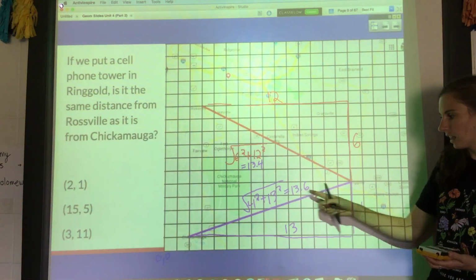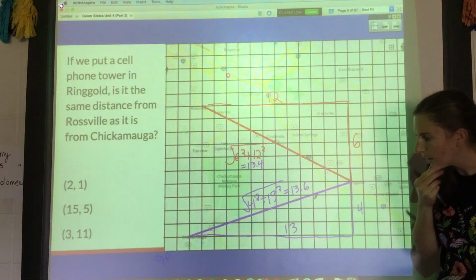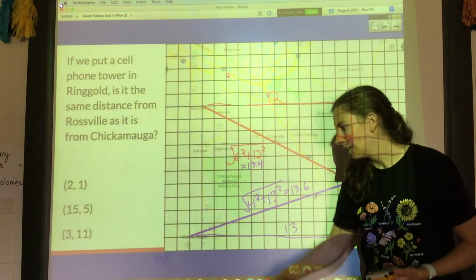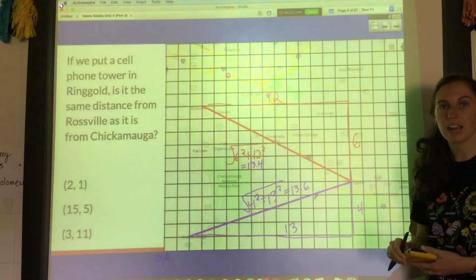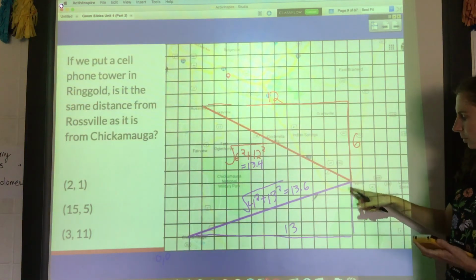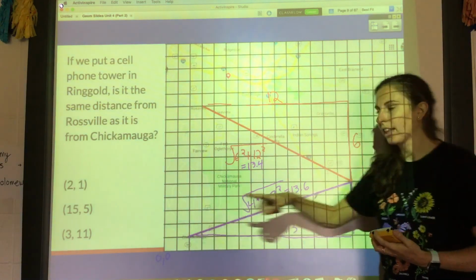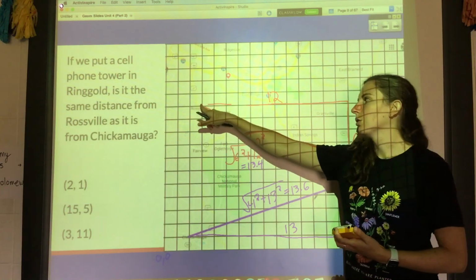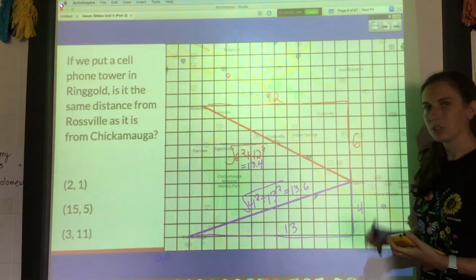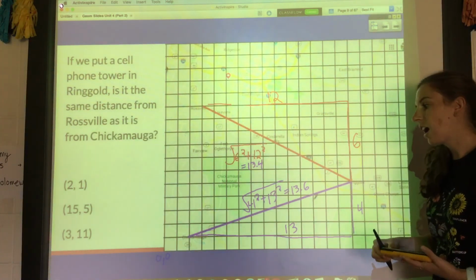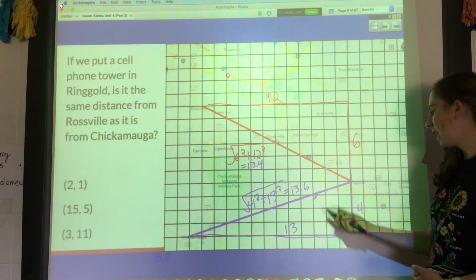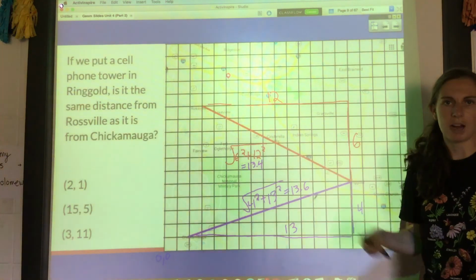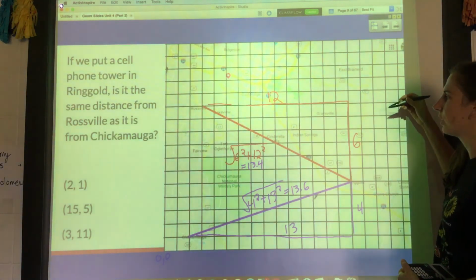So it's a little bit further, and again, I was using this point. Maybe you weren't going exactly there in Chickamauga, but from where I have it drawn, it's a little bit further from Ringgold to Chickamauga than it is from Ringgold to Rossville, but just slightly. This is not in miles, this is just in units. So if we wanted, we could break down how much is each unit compared to a mile, but that would be a problem for another day.